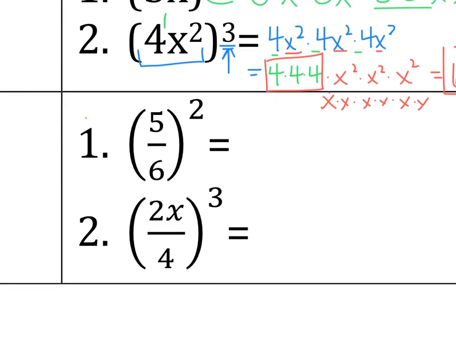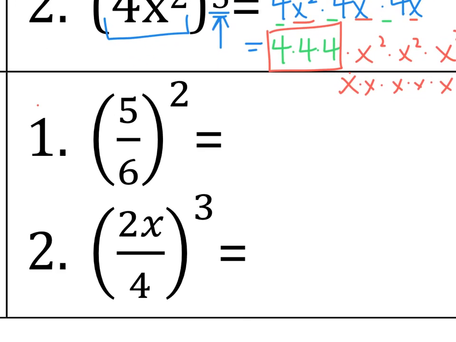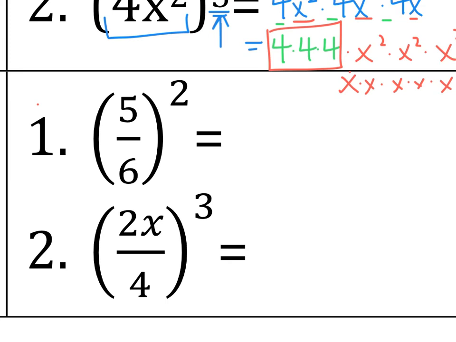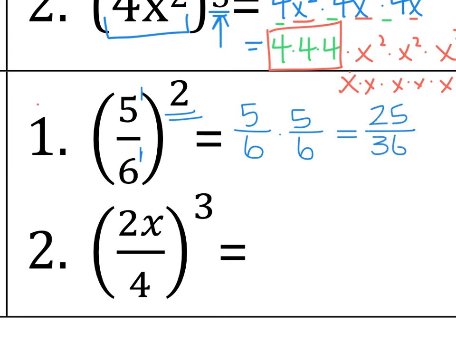Okay, last 2 examples, and I really hope you're listening to this and that you do well on the test on Thursday. If it doesn't have an exponent, you give it a 1. And again, I'm going to write this out the long way. It means 5 over 6 2 times. 5 times 5 is 25. 6 times 6 is 36. And we are done.